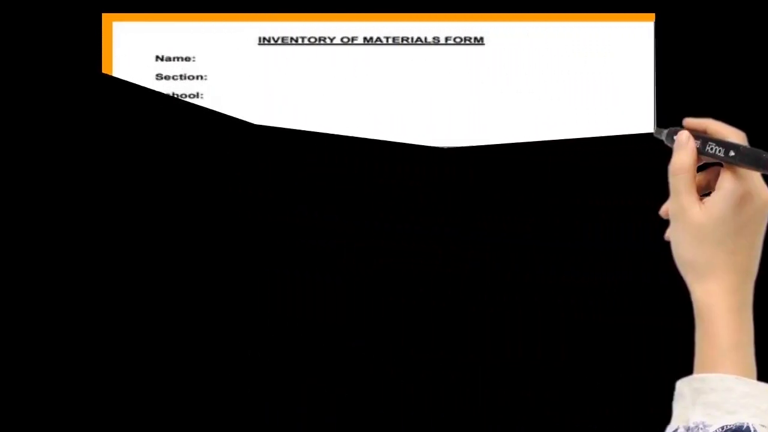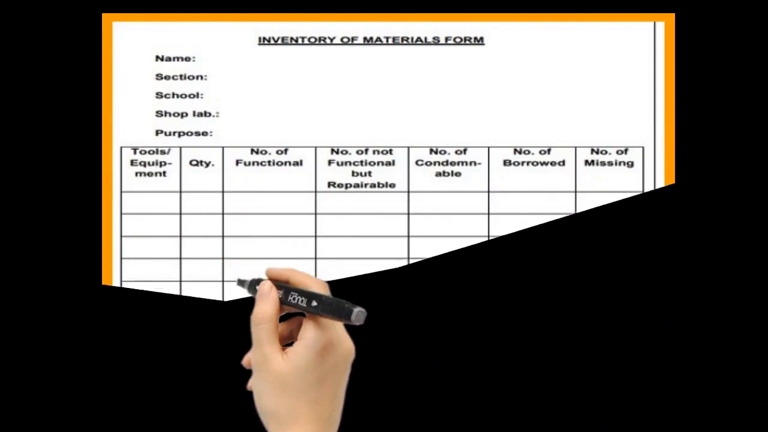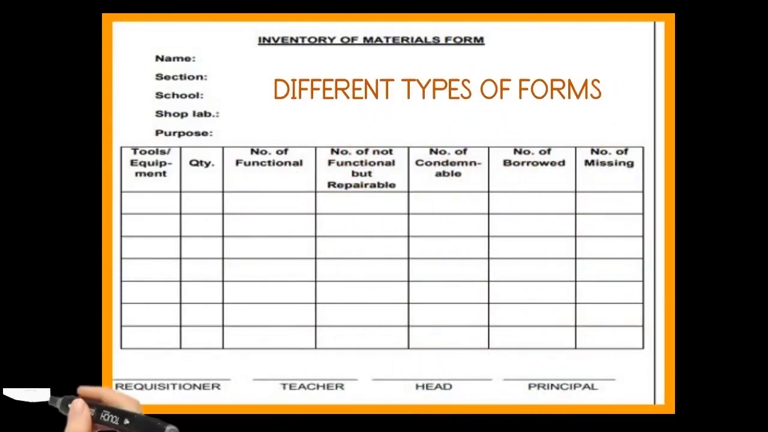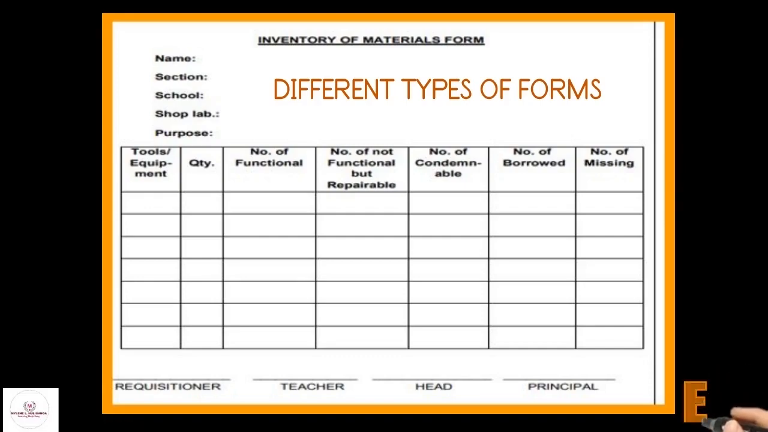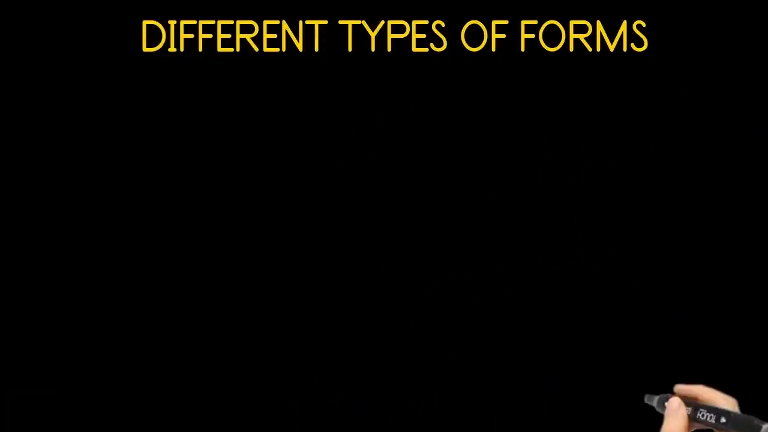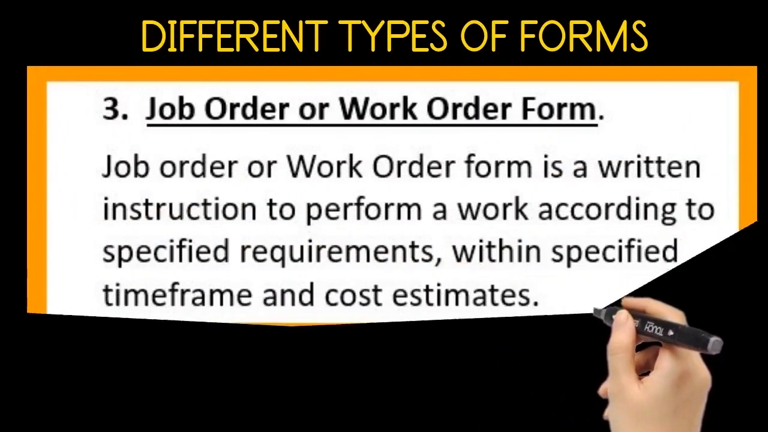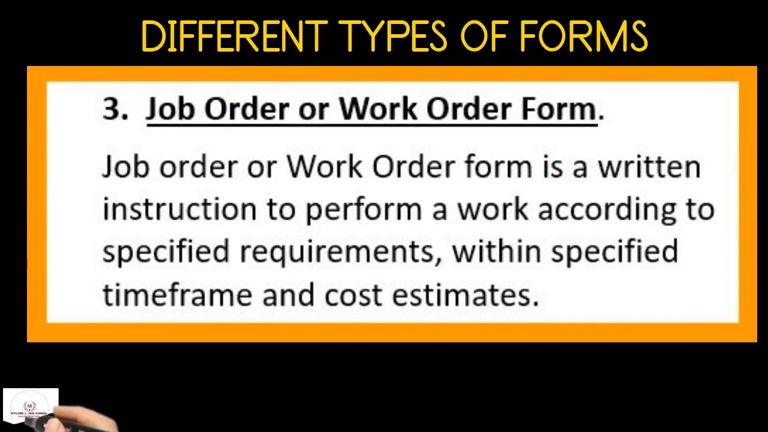Here is an example of Inventory of Materials Form. Next is the Job Order or Work Order Form. The Job Order or Work Order Form is a written instruction to perform a work according to specified requirements, within specified time frame and cost estimates.